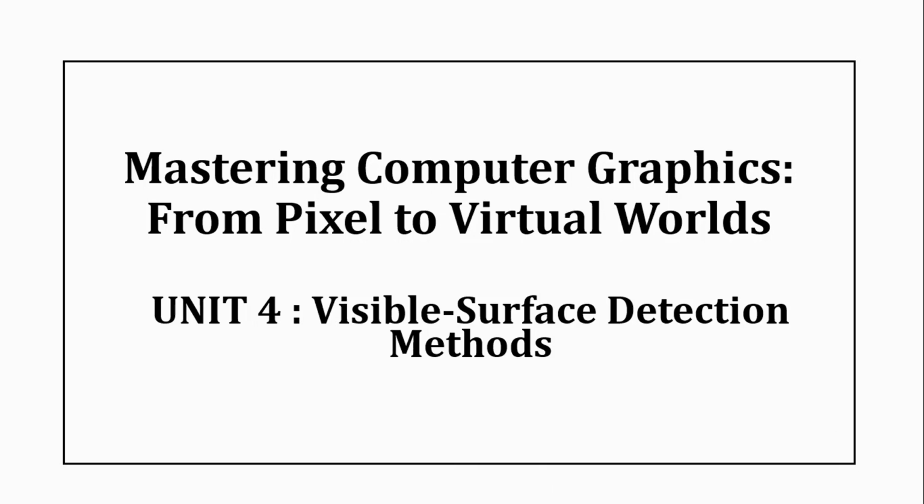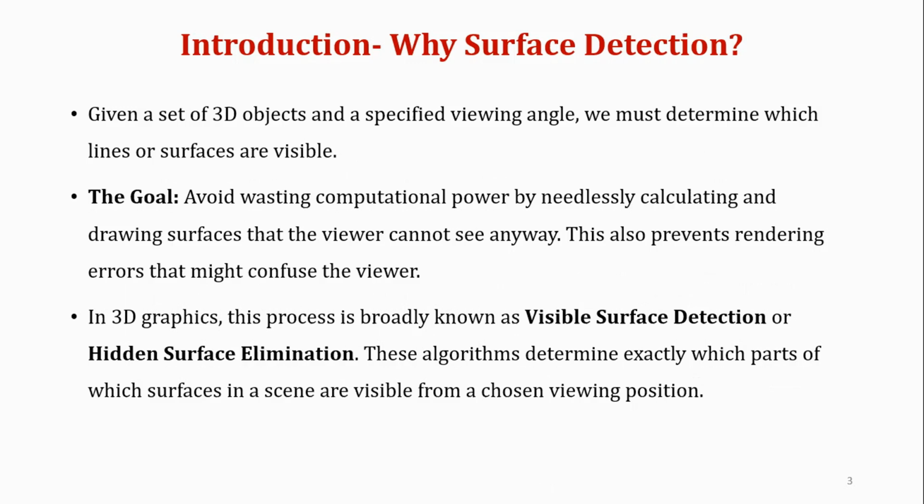In this module, we'll begin our study of visible surface detection methods, one of the most important topics in 3D graphics and rendering. In this session, we'll be discussing why visible surface detection is necessary, key concepts and definitions, classification, and visible surface detection algorithms, and the difference between object space and image-based methods. So let's begin.